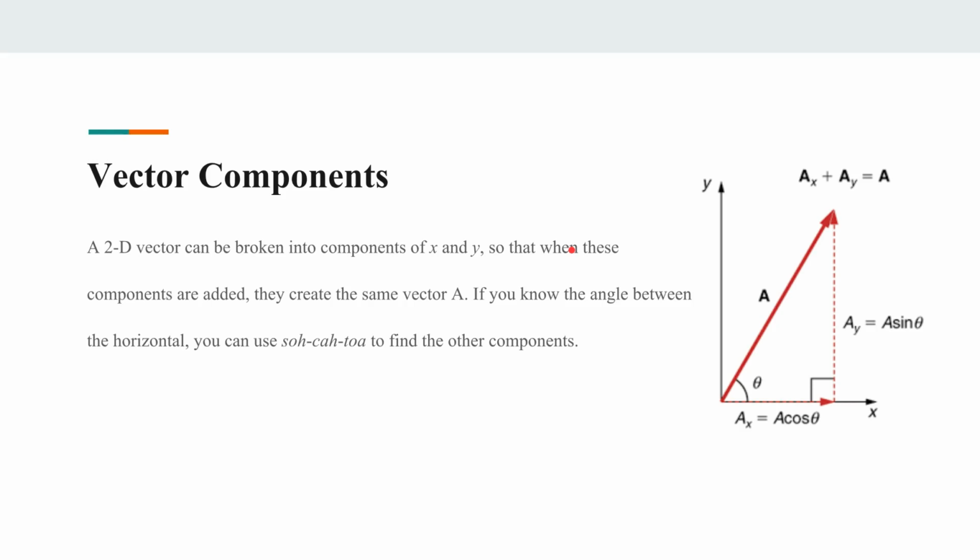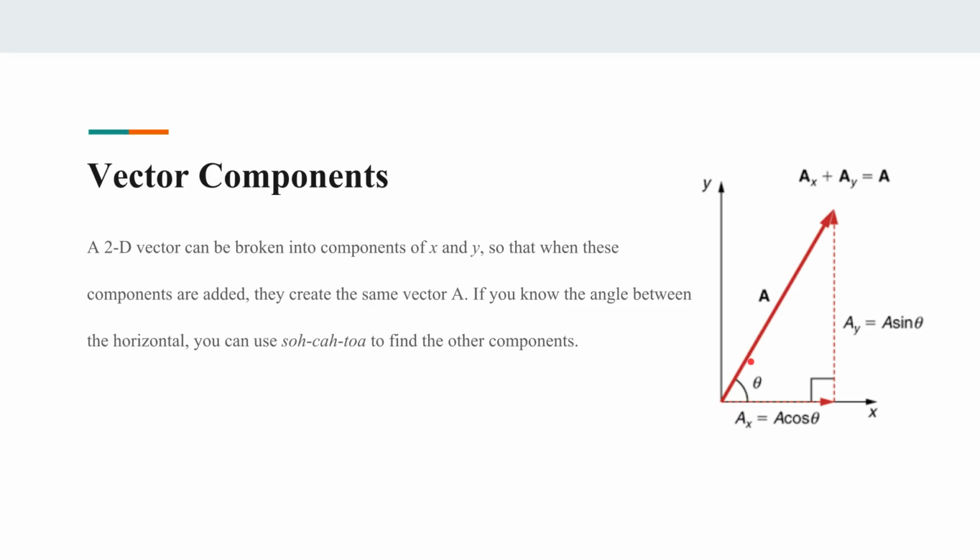Now, here is something that will be really useful, especially later in physics and later in this presentation: a 2D vector, a vector with a magnitude and a direction in the form of an angle, can be broken into components of x and y, so that when these components are added, they create the same vector A. So this is our vector A, right? We have AX and AY. AX is our x component, AY is our y component. So AX plus AY must equal A, and it will work out.